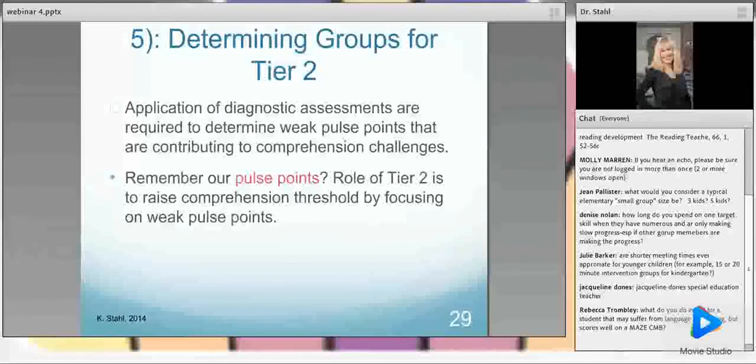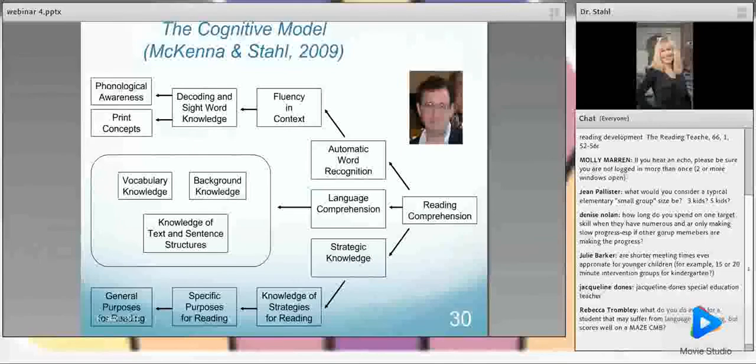So we need to identify what those weak pulse points are among the children who did not pass your state ELA. We need to then raise our comprehension threshold by focusing on those weak pulse points. Now, the diagnostics that you will engage in will be in each of these 3 pathways, and there are assessments that enable you to do that.